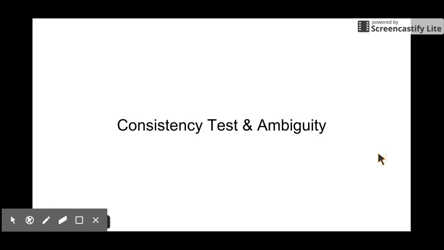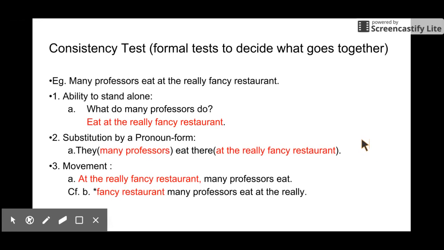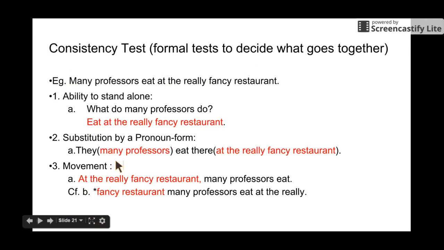Okay, now constituency test and ambiguity. We are going to introduce a formal test to decide what goes together, what is inside a constituent. So, for example, if we want to figure out the constituency, the structure inside this sentence, many professors eat at a really fancy restaurant. We have several tests, several experiments that we can use to decide the inside structure.